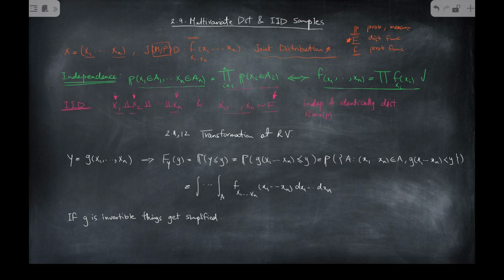Next we have transformation of random variables. So this is a complicated topic if you want to go into the details, and the book does not do that.